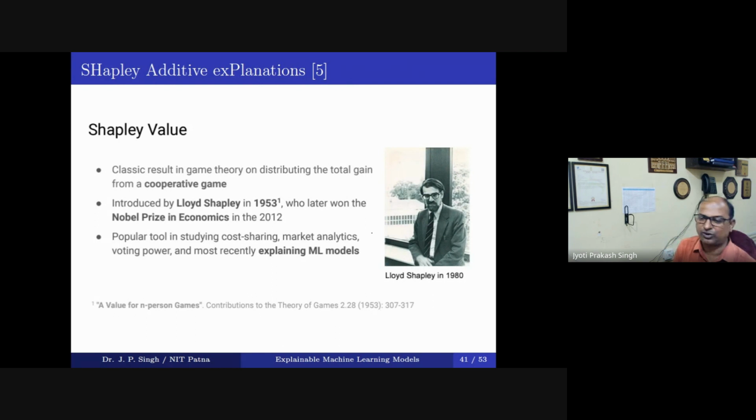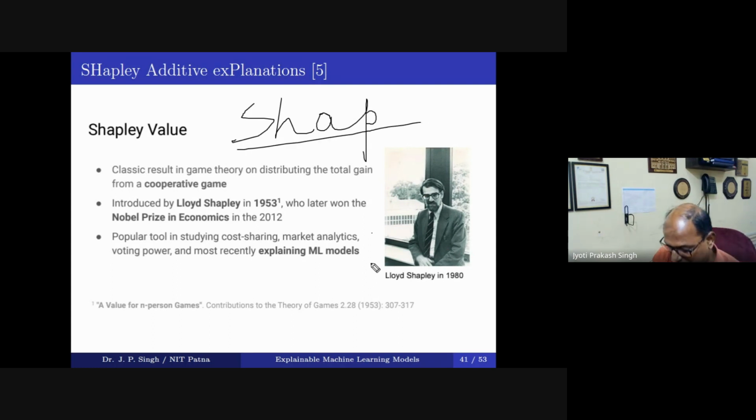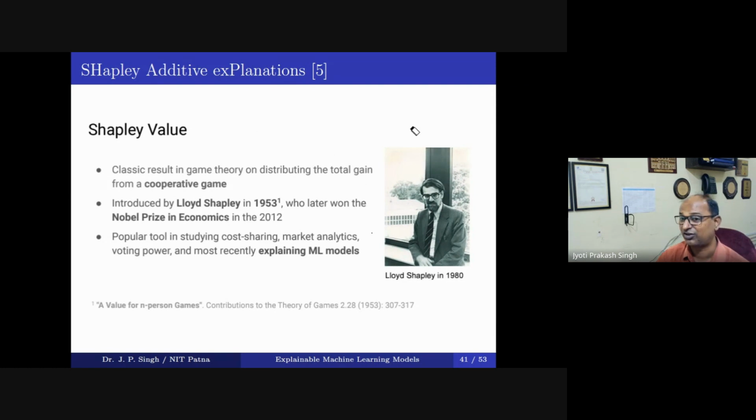Another very important local interpretability technique is called Shapley additive explanation, or SHAP. This is another very important way of interpretation. In fact, this idea comes from Lord Shapley, who introduced it in 1953.